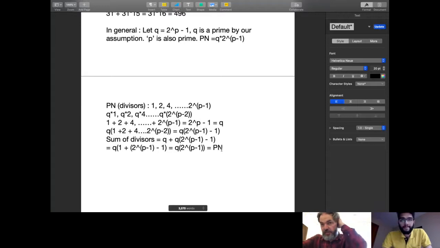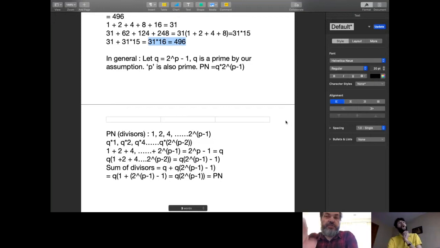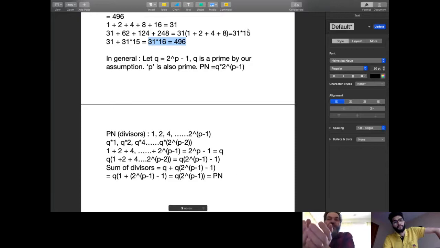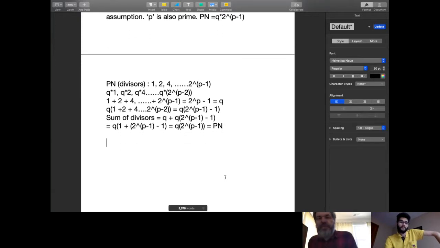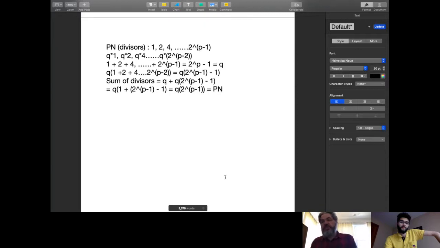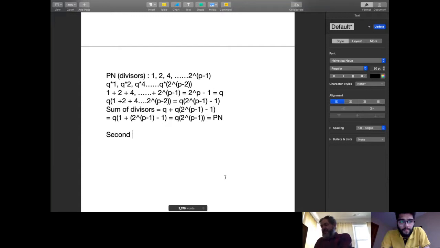And if we look at those lines above, that actually happened. When we took 31, the last line was 31 plus 31 times 15. We took 31 as a common factor, times 1 plus 15 is 16, and that's our number. That's the proof in general. Now, for the second part, we'll try to make this as quick as possible.